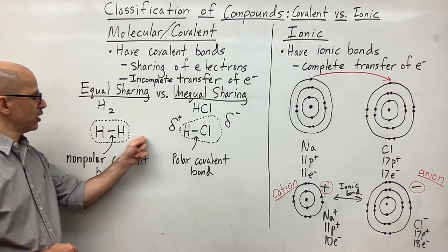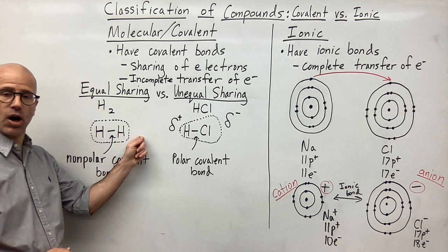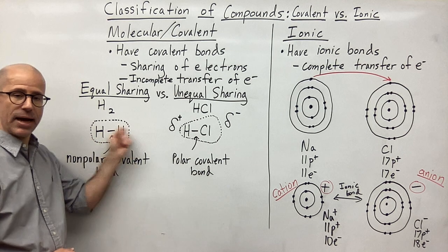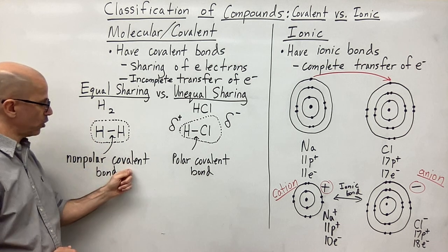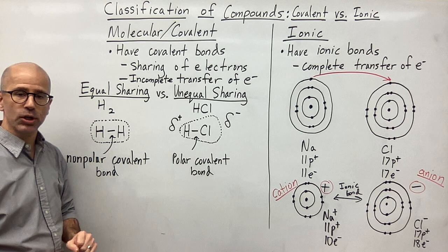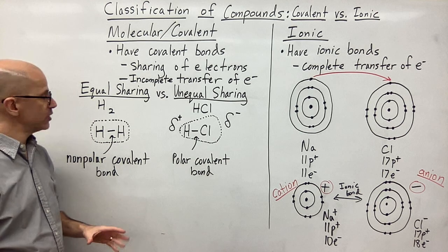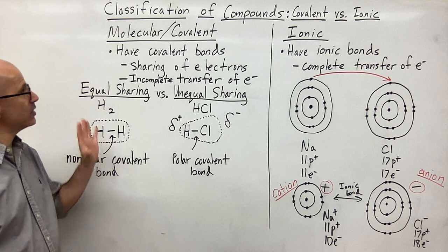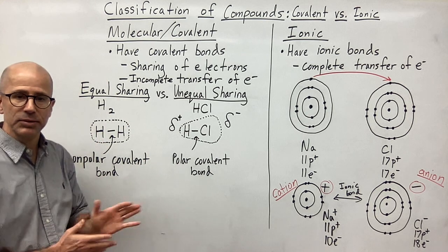Non-polar means there are no poles. There are no poles on this. So there's no plus side and minus side. So it's a non-polar covalent bond. This is a polar covalent bond. And so that is your molecular covalent bonds. And this would be your molecular covalent substances.